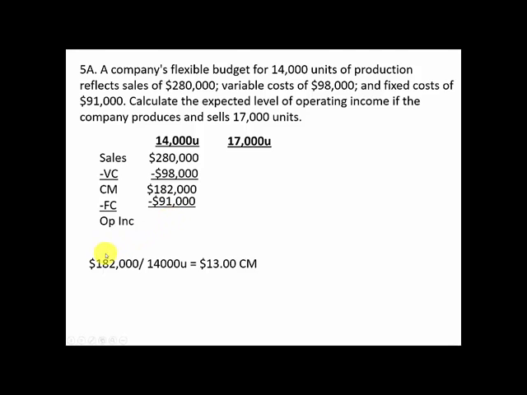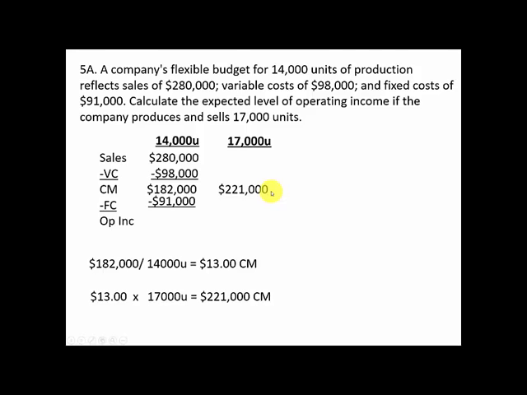But what we're going to do now is we're going to say this $182,000 contribution margin at the old level divided by 14,000 units, which was the old level of units, means that our contribution margin per unit is going to be $13 for each unit that we sell. That's how much money we're going to make. And now if we apply that to our new volume level of 17,000 units, we'll say that $13 times 17,000 will give us a $221,000 contribution margin, which goes right there.